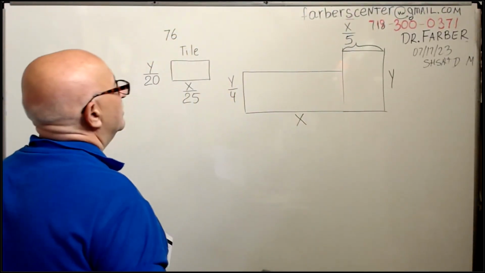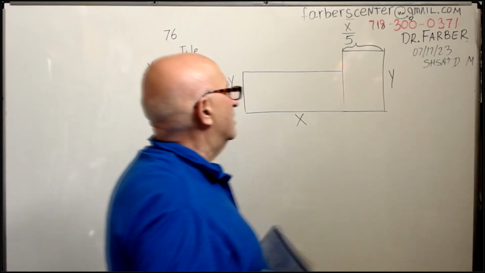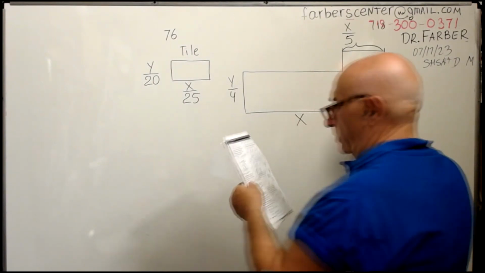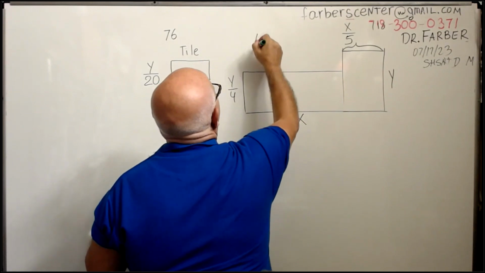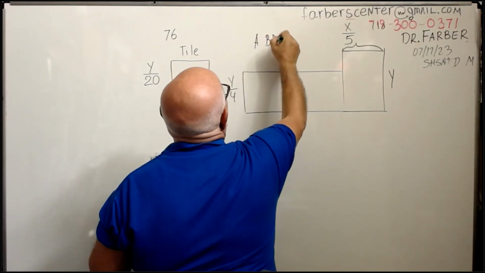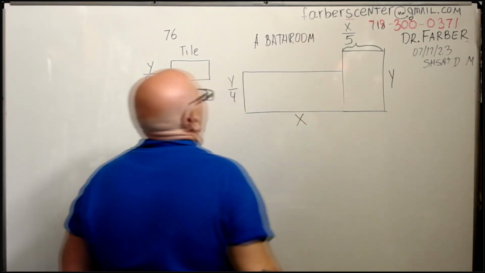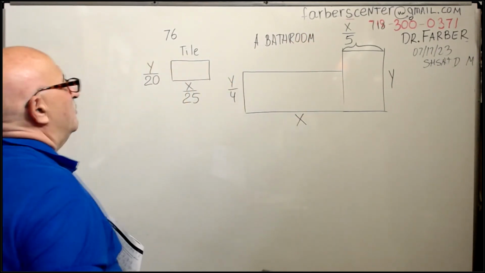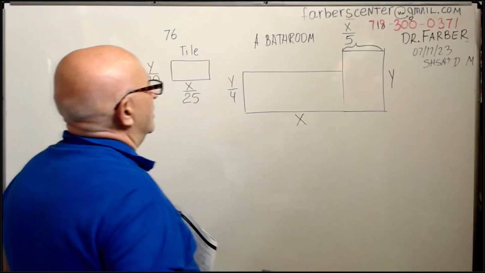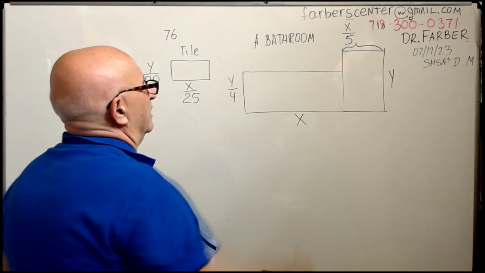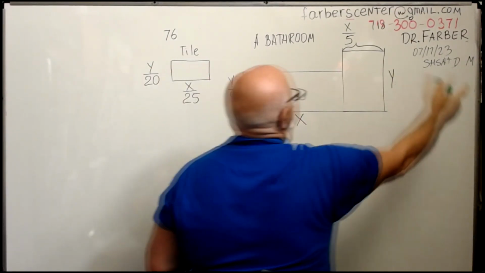Okay. What is our strategy? Our strategy is to find the area of this bathroom. You have to find the area of this bathroom, and you can split it in any way, like I did. I split it into 2 rectangles. You can split it into these 2 rectangles, up to you.